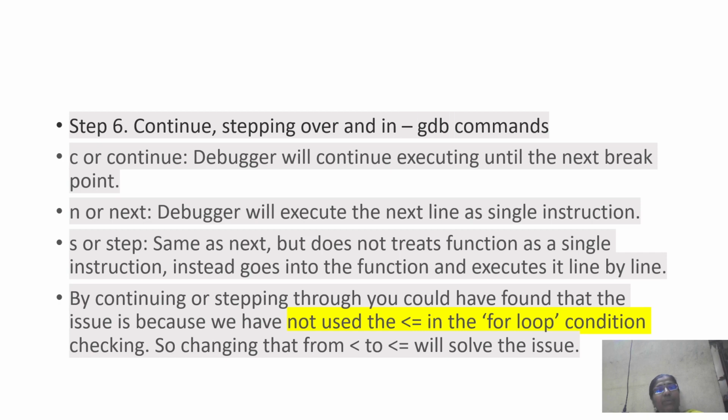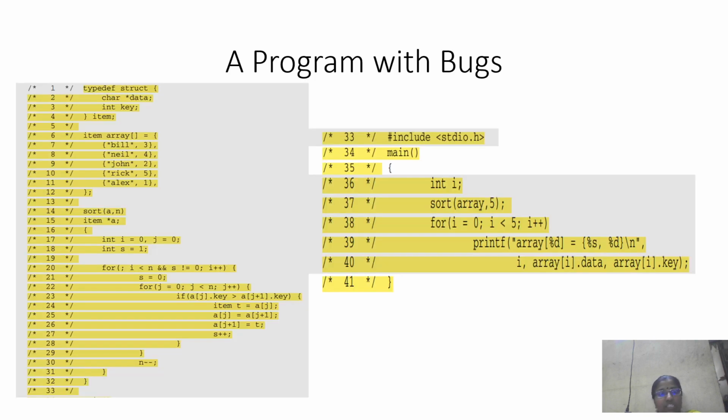So continue, stepping over and into, in GDB commands. c or continue means the debugger will continue executing until the next breakpoint. n or next means the debugger will execute the next line as a single instruction. Step is the same as next, but does not treat the function as a single instruction; instead it goes into the function and executes it line by line. By continuing or stepping through, you could have found that the issue is that we have not used less than or equal to in the for loop condition. So changing from less than to less than or equal to will solve the issue.